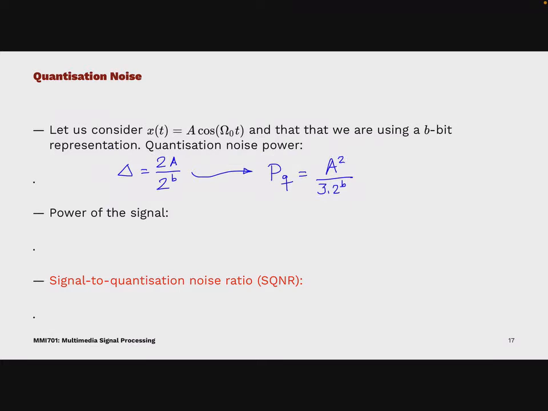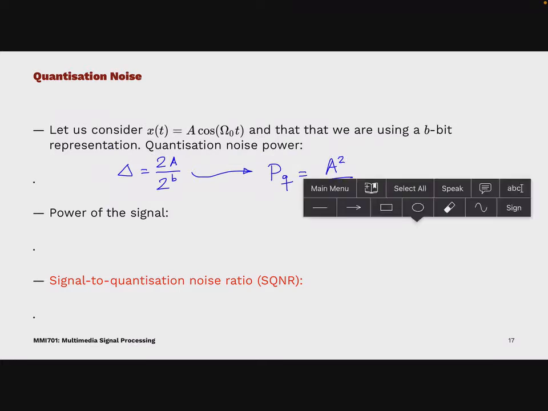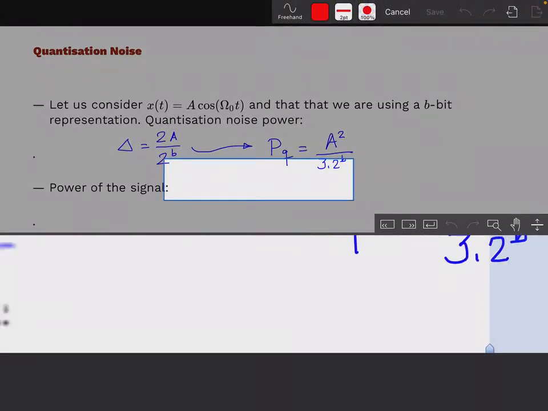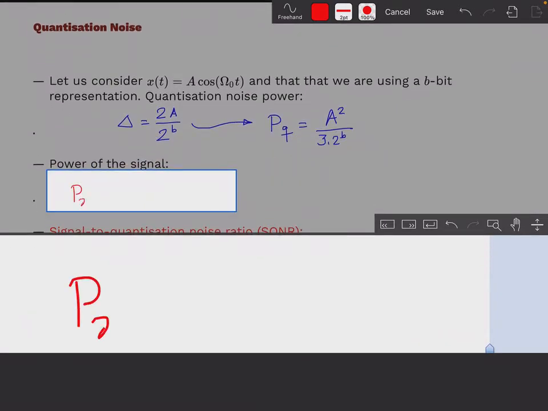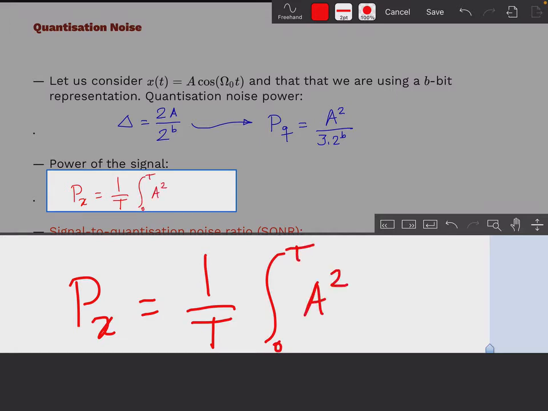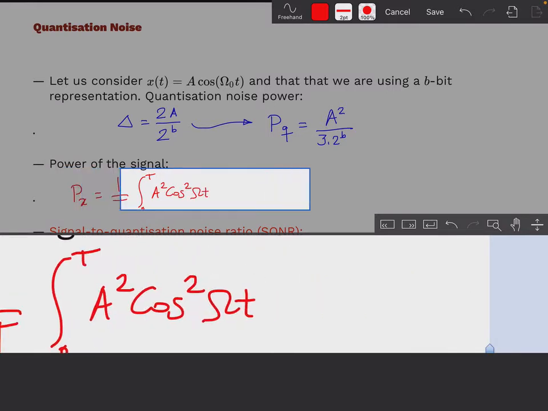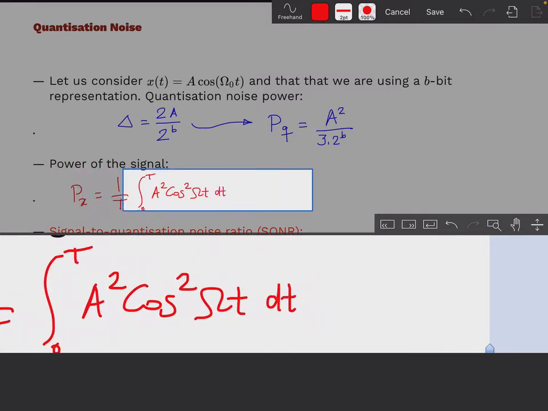So how about the power of the sinusoid then? The power of our signal, px, is equal to 1 over T, averaging over one period from 0 to T, of a squared cosine squared omega t dt, which is equal to, you can calculate this in your own time if you like, a squared over 2.